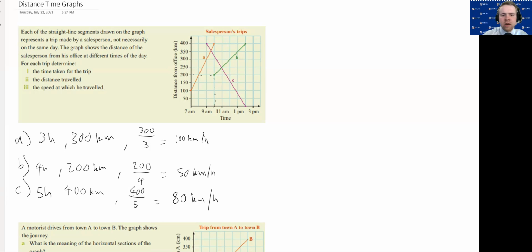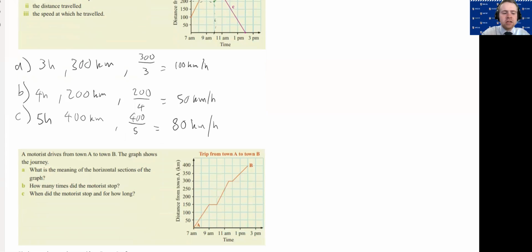Now you'll notice if we look at the steepness or the gradient of these different lines, the one with the highest speed is the steepest line. So these distance time graphs give us an indication of how fast something is going based on the steepness of that line.